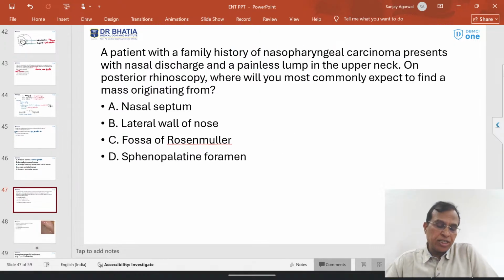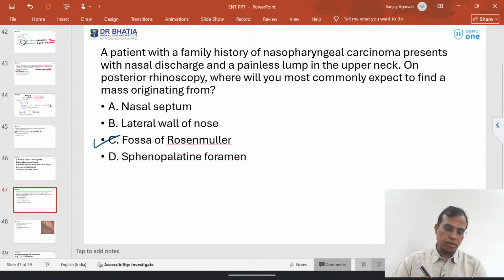Next, a patient with family history of nasopharyngeal carcinoma presented with nasal discharge and a painless lump in the upper neck. On posterior rhinoscopy, where will you most commonly expect to find the mass originating from? Basically they are asking you the most common site of nasopharyngeal carcinoma, right? Everyone knew: nasopharyngeal carcinoma arises from where? Tell me, where does nasopharyngeal carcinoma arise from? Fossa of Rosenmuller.